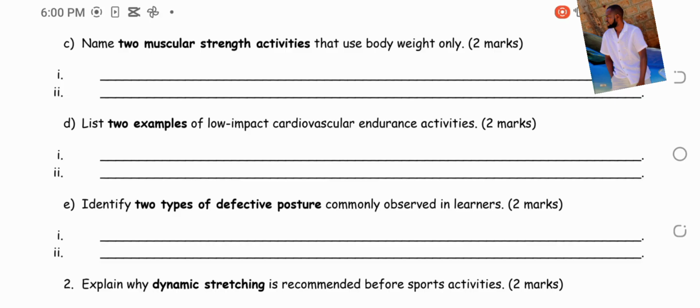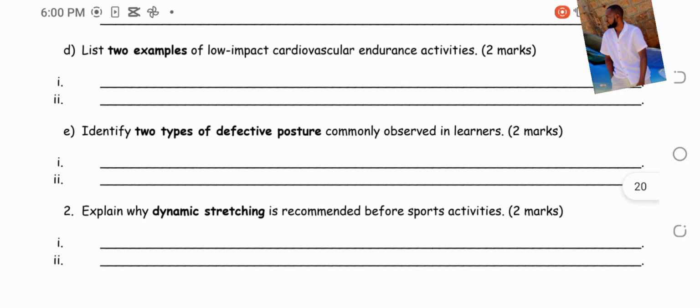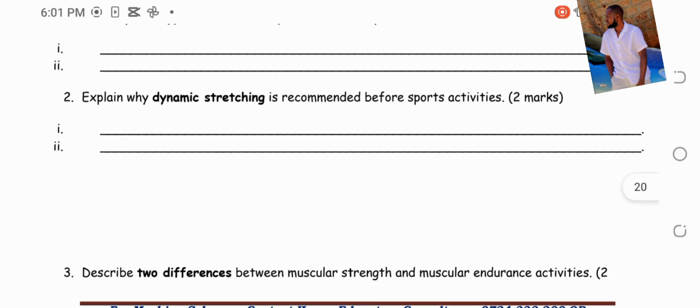Number E says, identify two types of defective posture commonly observed in learners. Defective posture, we can have kyphosis and lordosis. This is a very good term. You have been explained by your teachers, I believe, about kyphosis and lordosis. These are the defective postures in physical education. Then explain why dynamic stretching is recommended before sports activities.